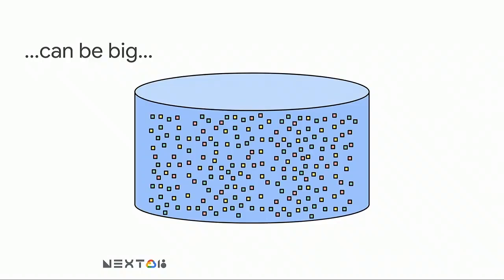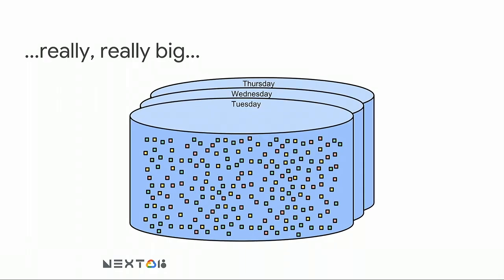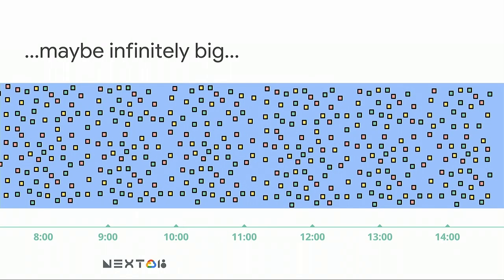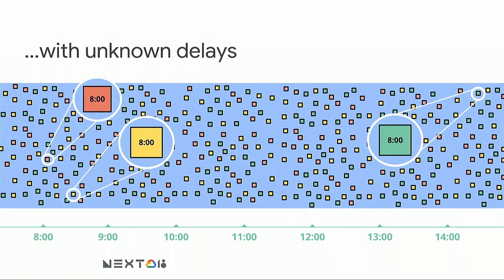So we can have data that we're processing, and that data can be big. For instance, we could be processing from gigabytes to terabytes. It could be really, really big. So we may have huge amounts of data that we want to process every day and multiple days that we want to process. And that data can also be infinitely big. So we may have streaming data that's constantly coming. It never stops. And this gives a problem with processing, especially with unknown delays.